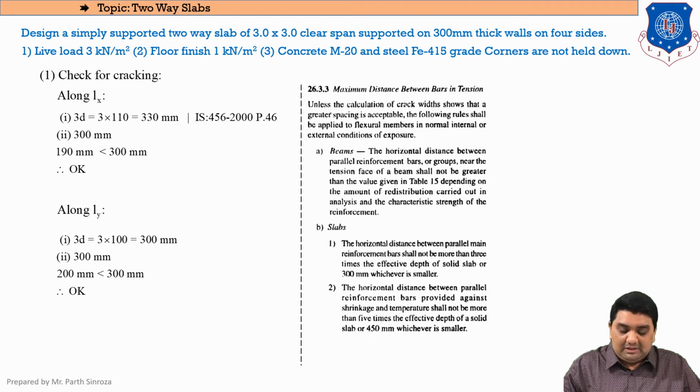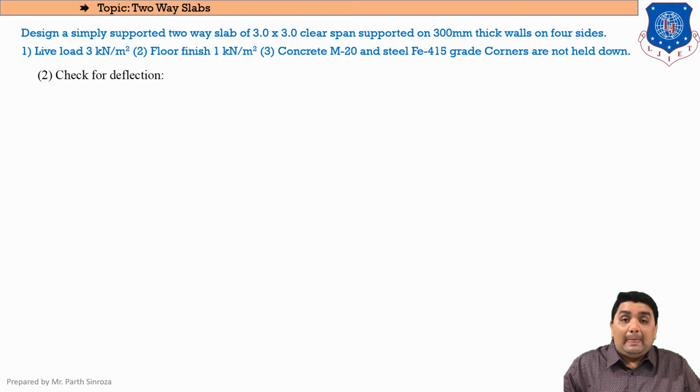Moving on to the second check. The second check is the check for deflection. Now keep in mind here we will not be dealing with both the axes. This is the only change between our one-way slab and two-way slabs. In one-way slabs we are always checking along the main steel, that was the shorter span. But in two-way slabs certain checks will require being performed along the shorter span, whereas certain checks will require being performed along the longer span. So this is the basic difference between a one-way check and a two-way check.